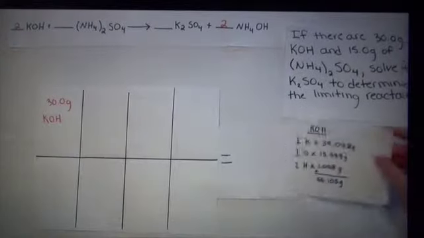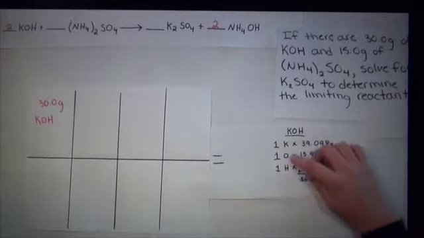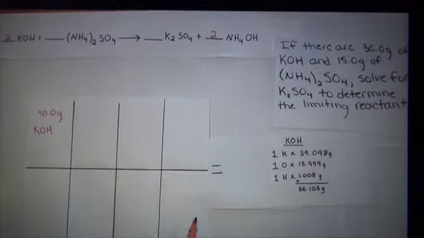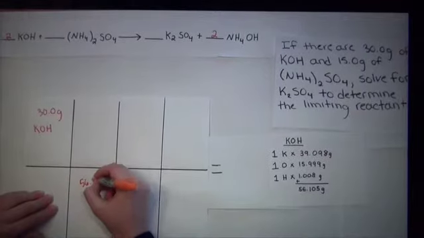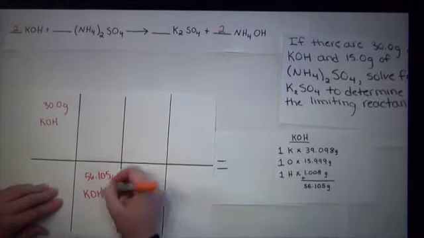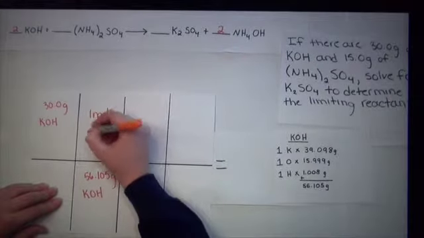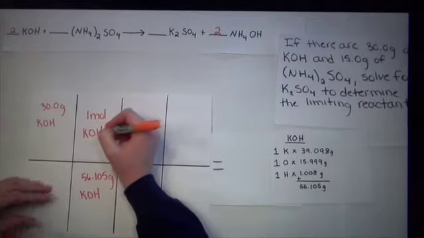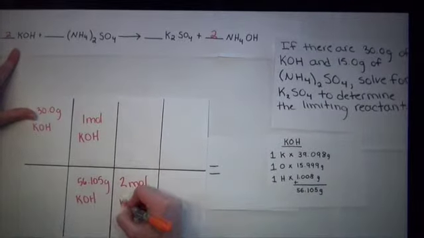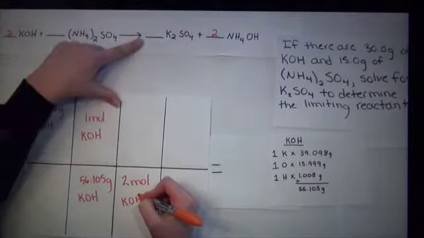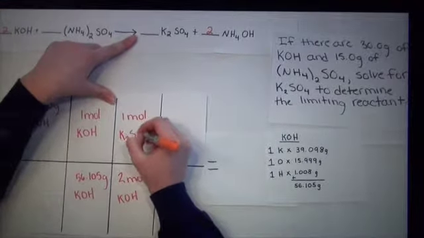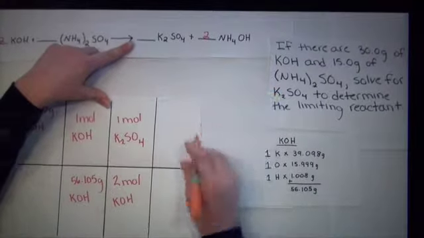So here's the molar mass. We have 1 K, 1 O, 1 H. So once they're all added together, we end up with 56.105 grams of potassium hydroxide. So this all equals 1 mole of potassium hydroxide. Then we go back up to our equation, and so for every 2 moles of potassium hydroxide, we have 1 mole of potassium sulfate, because this is what we are solving for.